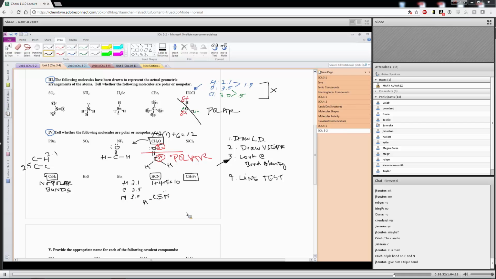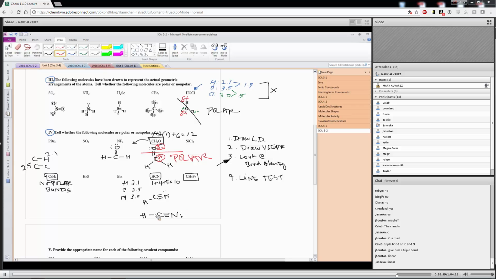VSEPR shape. What is the geometry going to be surrounding that carbon? Linear. Excellent. Carbon in the middle. Linear. I don't really need to redraw it, but I want to make it really nice and neat and clean. Okay, now evaluate each bond.